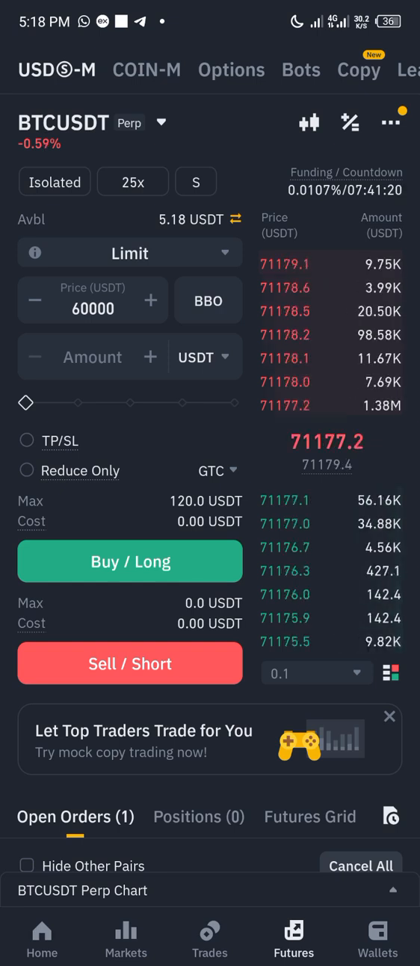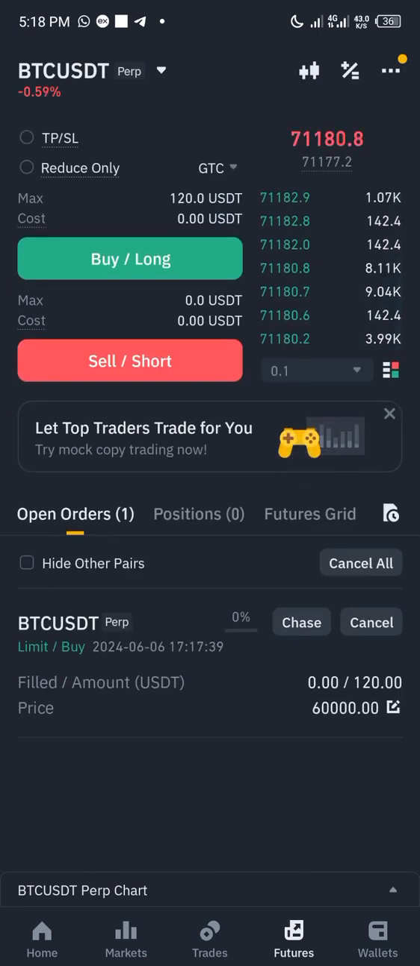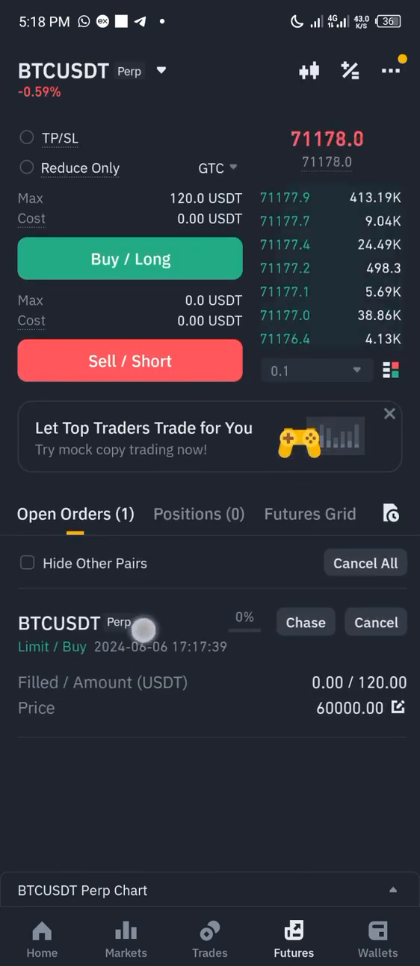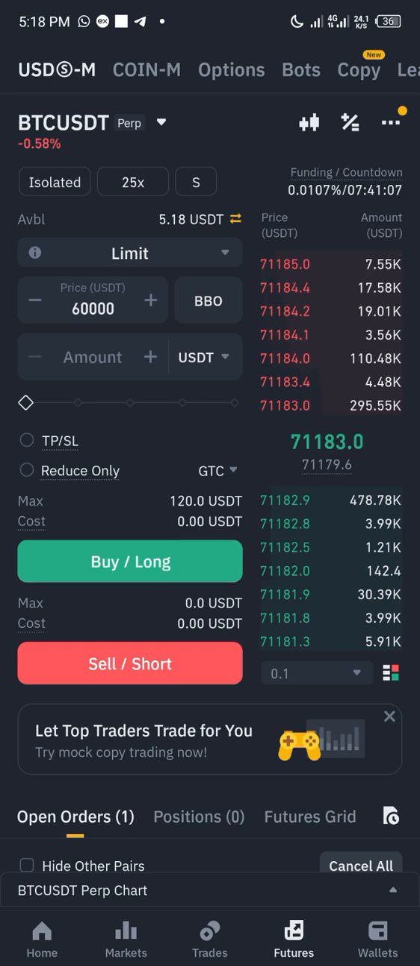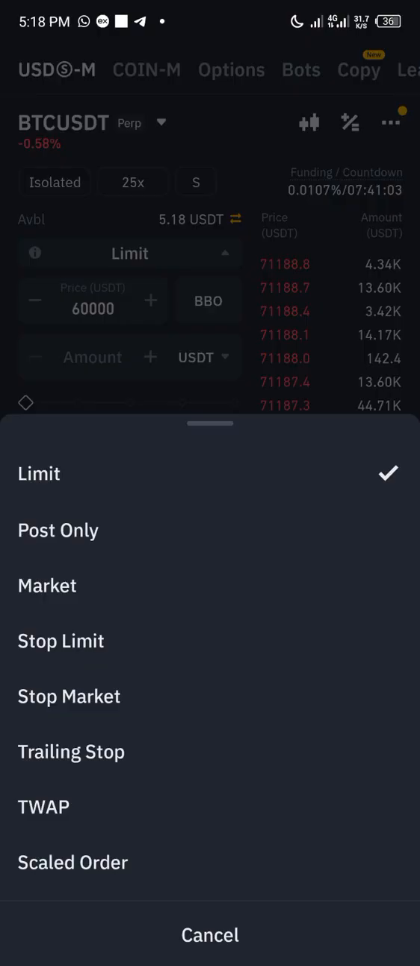The next thing I should tell you is how to use the market order option. Guys, I used this one for limit buy, which is buy or long. You can also use it for a long position or sell position; it's just the opposite. The next thing I should tell you is the limit or the market order. Let's click on this limit. When you click on limit, this is the market option.